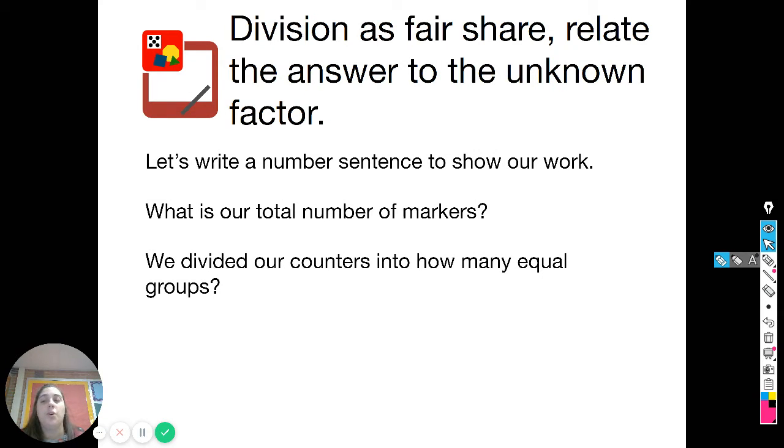Let's write a number sentence to show our work. What is the total number of markers? We said the total number of markers, which is how many we started with, was 18. We divided our markers into how many equal groups? 2 equal groups. And I know this is not counters, it's markers. 2 equal groups. Okay. So let's see how we can use those 2 numbers to create our equation.